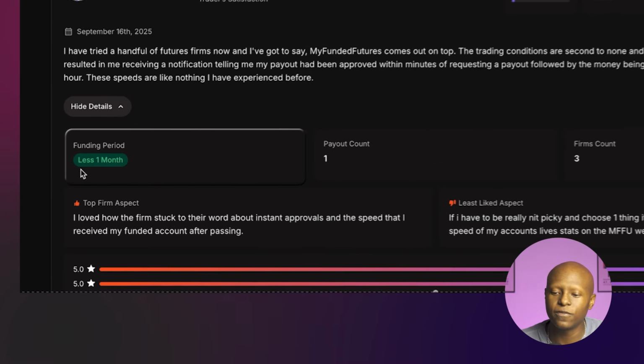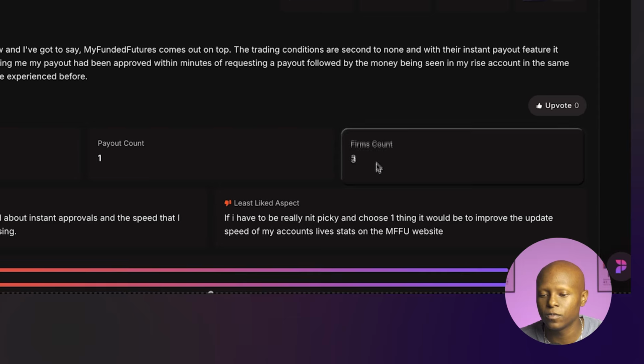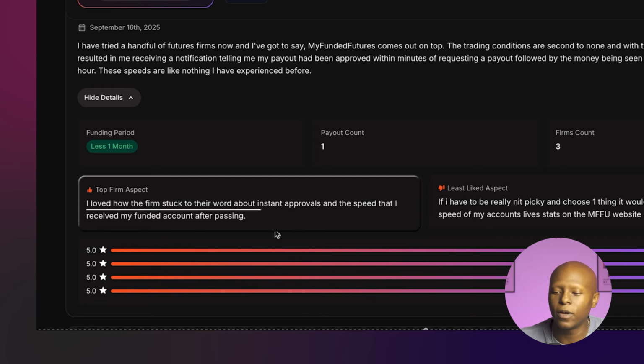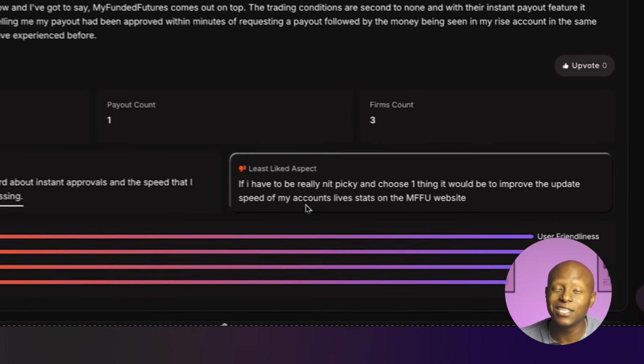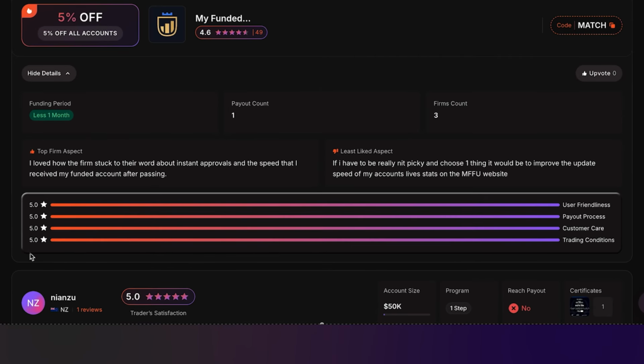You can see here that he was funded for less than a month. He's gotten one payout, and he's been funded with 3 different firms. From his top firm aspects, he says that he loved how the firm stuck to their word about their instant approvals and the speed that he received his funded account after passing. His least liked aspect, he said, "If I had to be really nitpicky and choose one thing, it would be to improve the update speed of my account's live stats on the MFFU website." So he's referring to the live update of his stats on his dashboard. But you can see here he rated the firm a 5.0 for everything in terms of user friendliness, payout process, customer care, and trading conditions.